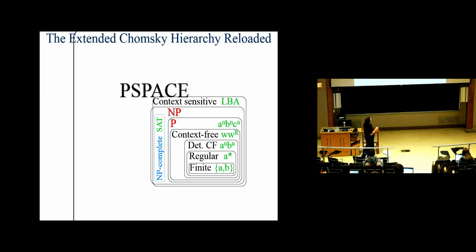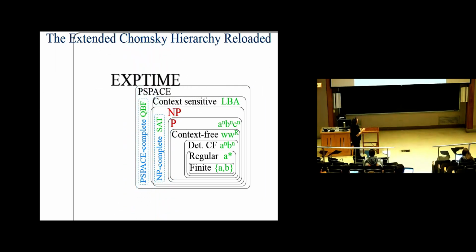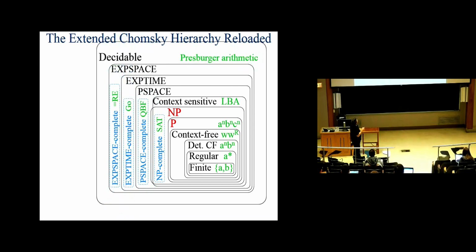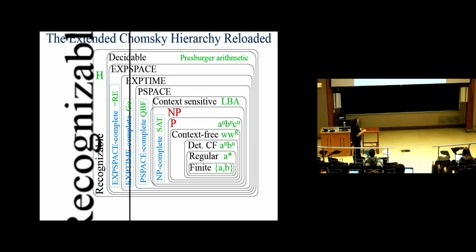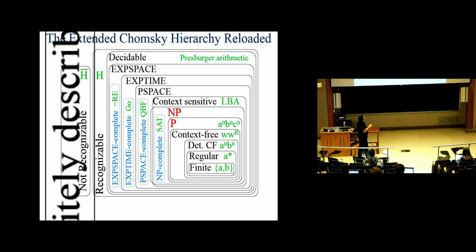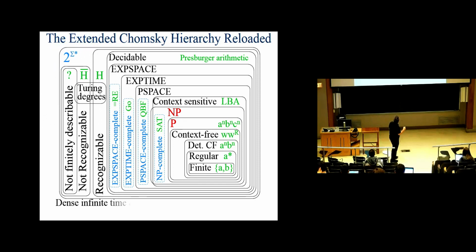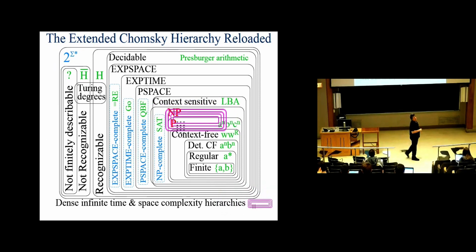The finite languages, the regular languages, context-free languages, polynomial time, non-deterministic polynomial time, polynomial space. And these are, in green, examples of languages from each of these classes that are not contained in the lower classes. Now, some of these containments are proper and some are improper. We don't know, for example, if P is equal to NP.